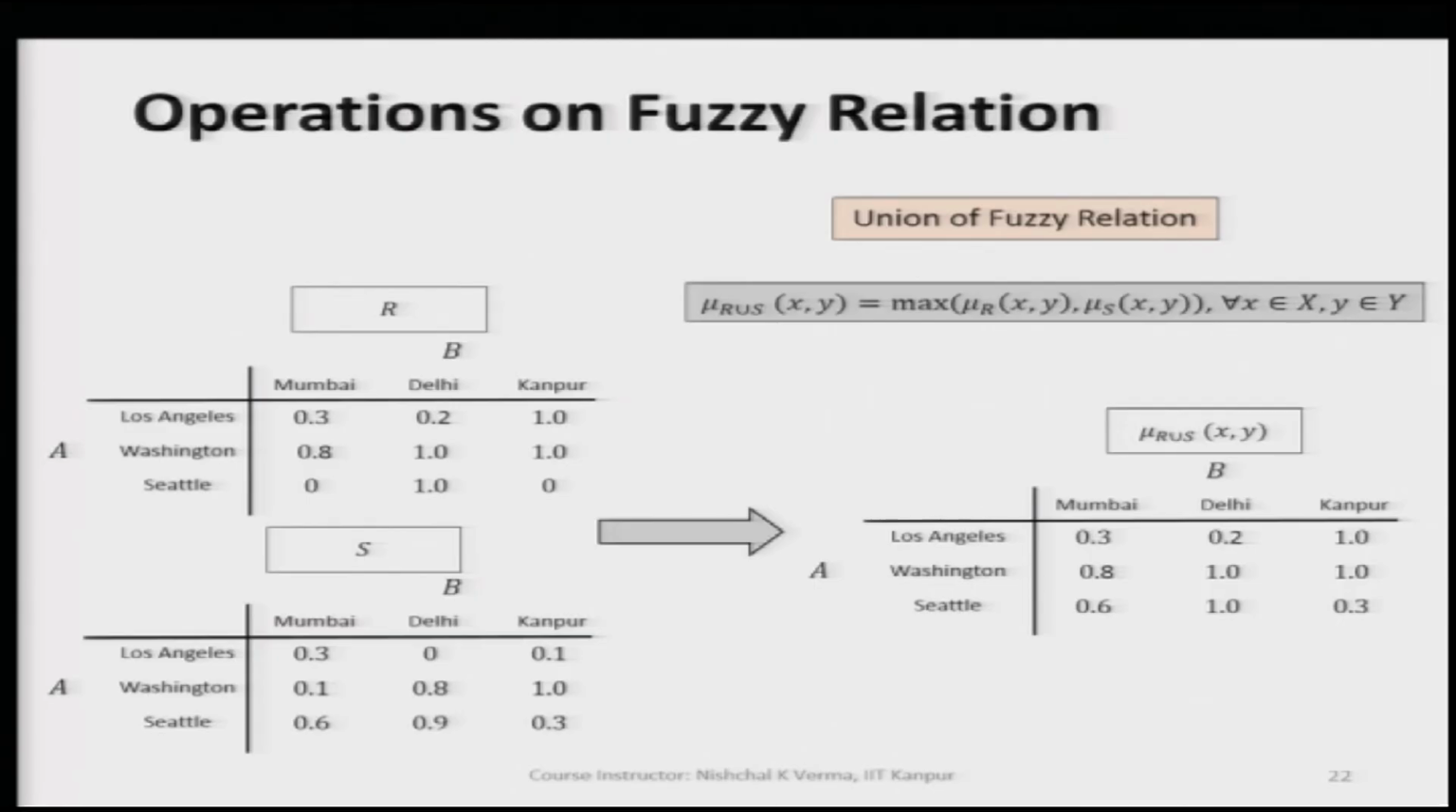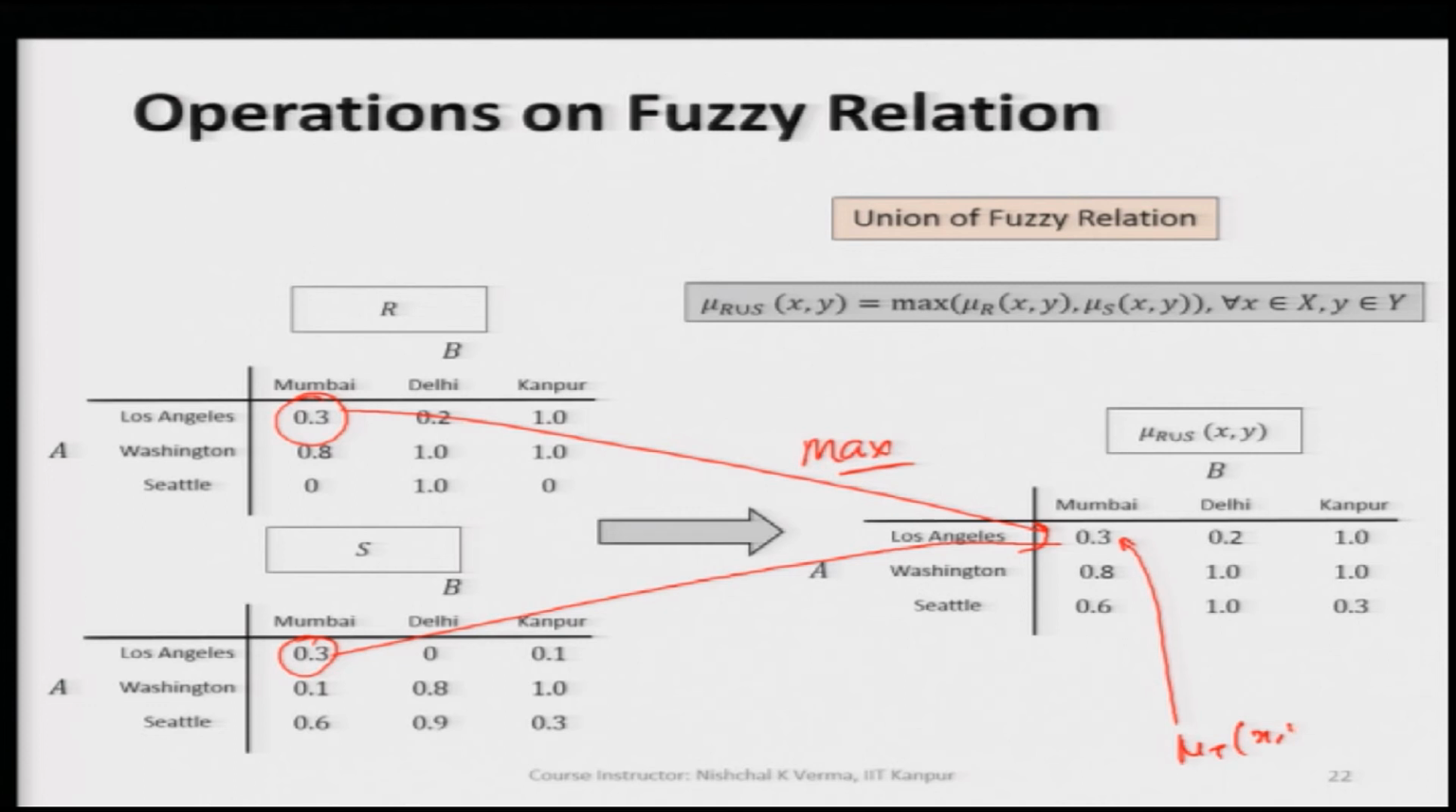So, in union what we do, we recall that we have applied the max criteria and we take the max of the membership values corresponding to the ordered paired elements. So, here we see that when we take the union, we have 0.3 here, we have 0.3 here, and if we take the union we use the max. So, here we apply max criteria, and this way we get the mu T of x, y.